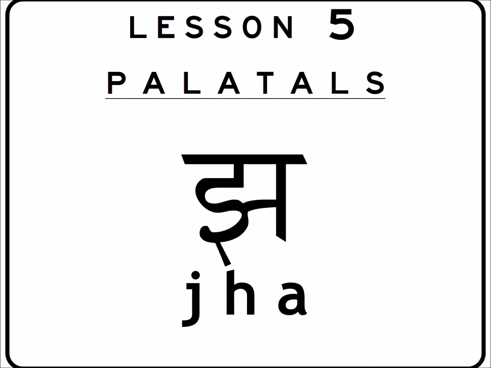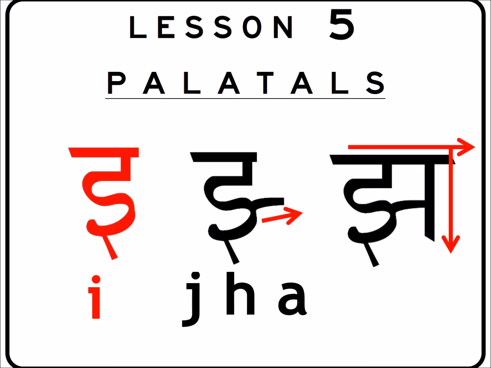The next letter is jha. This is the aspirated form of ja. So first, let's learn how to write this letter. Writing the letter jha won't be as difficult if you remember how you wrote the letter E, the short E, in lesson 1. You take that exact same shape, and on the bottom curve, the bottom part of the S shape, you're going to draw a horizontal line to the right.